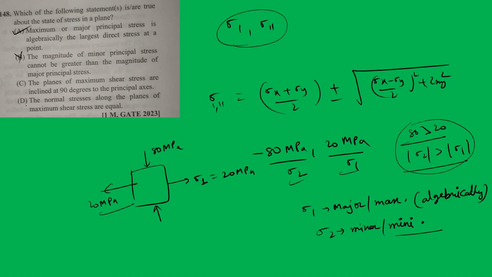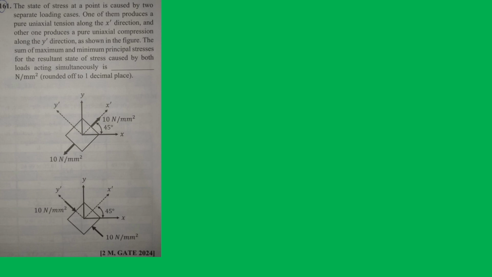The planes of maximum shear stresses are inclined at 90 degrees to the principal axis. Wrong again, they are inclined at 45 degrees. You already know this from all those calculations. The normal stresses along the plane of maximum shear stresses are equal. That is true. We have seen sigma n star is equal to sigma x plus sigma y by 2, so they are equal and non-zero. So these two are correct.